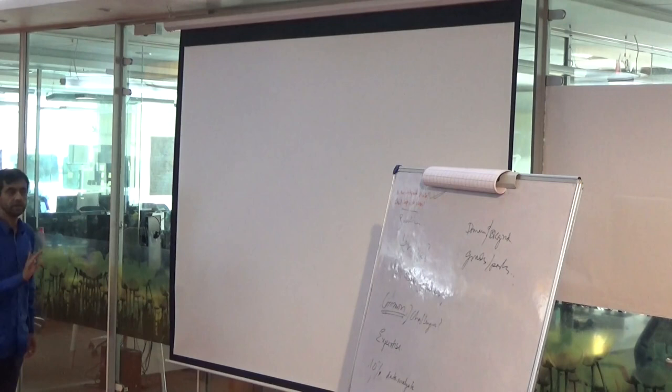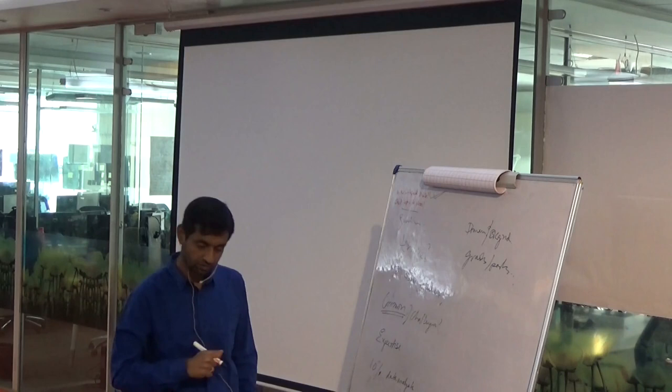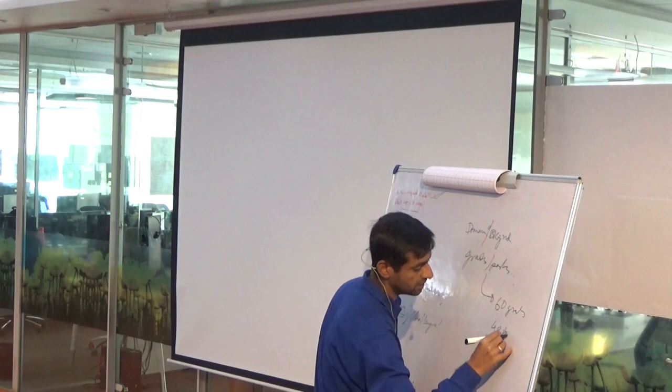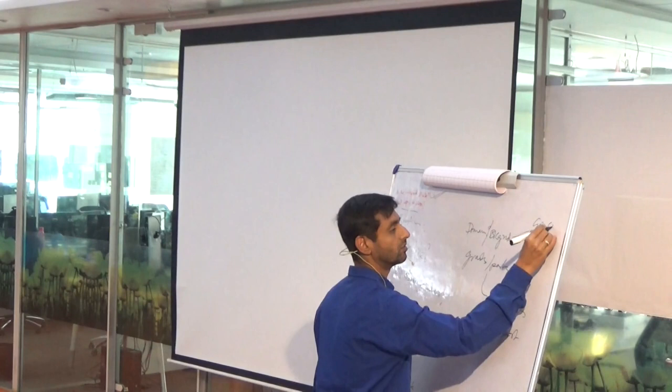Now, look at all of these things. Take 2 minutes to parse through. Try and understand what is the impact of each of these metrics. So this is like 60 graduates roughly, right? 40 postgraduates. This is like 90 software, right? 10 others.